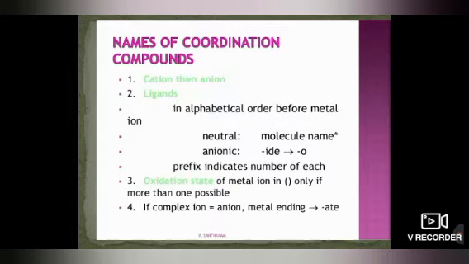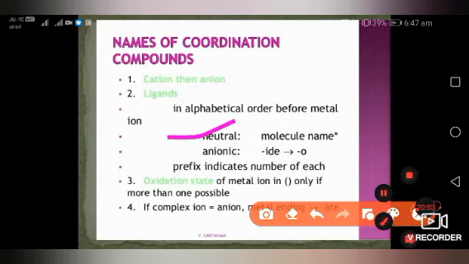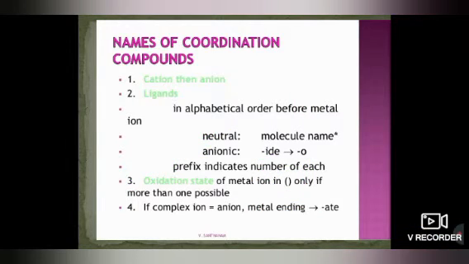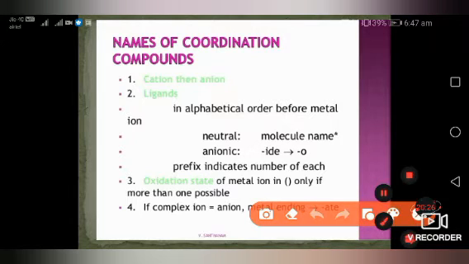The cation or anion comes first, the ligand is second. Ligands we have to write in alphabetical order. For neutral ligands, the molecule name we will write. For anionic ligands we will change -ide to -o, ido. Then prefixes indicate the number, like bis, tris, if there is any. The oxidation state we will write inside the bracket in Roman numerals. And if the complex ion is an anion, the metal ends with -ate. These are the basic rules, and I think you got them.